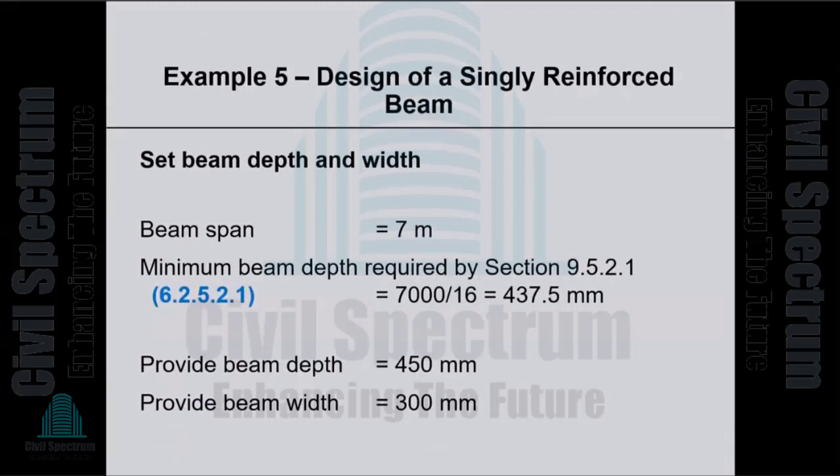Beam span is given as 7 meters. Minimum beam depth is the 7 meters divided by 16. If you go back to the table that I showed you for simply supported beams, which is what this is, the minimum depth required is 1/16th of the span. That gives us 437.5 millimeters. We are going to provide 450.